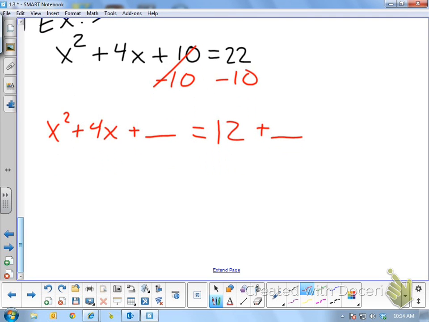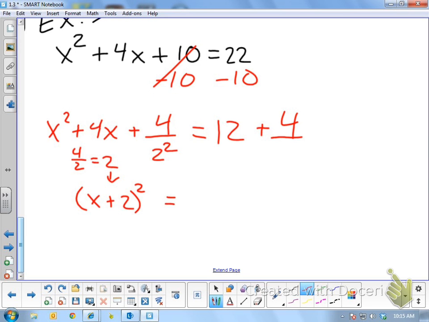We have to divide the middle number by 2. We still have too much talking. We just need like 3 more minutes of quiet. Okay, so Daniel said to divide by 2, which gives us x plus 2 squared. And then we have to square this number to get this blank spot, which would be 4. What we do to one side, we have to do to the other. So what does x plus 2 squared equal? 16.